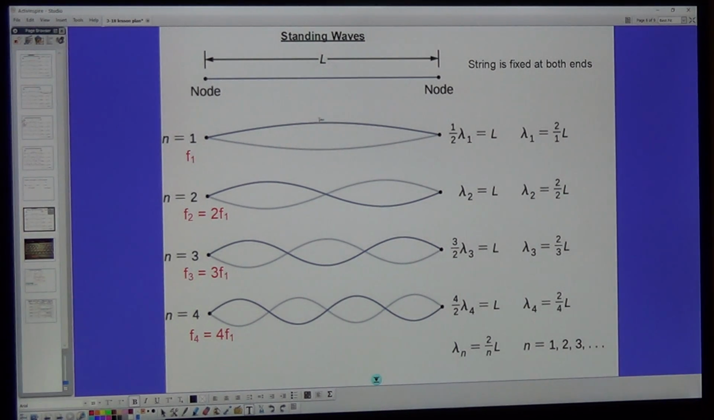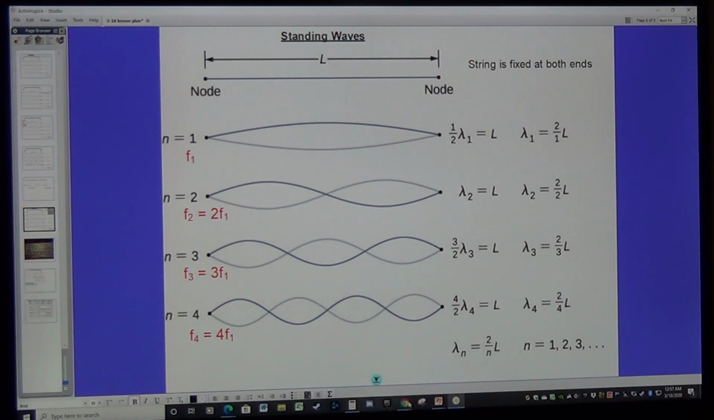So if you, as an example, were shaking this up and down twice a second, the second harmonic would be 4 times a second, or 4 hertz. The third harmonic would be 6 times a second, which is 3 times your very first. And then finally, the fourth harmonic would be 4 times your fundamental frequency, or 4 times the original 2 hertz, which would give you 8 hertz.